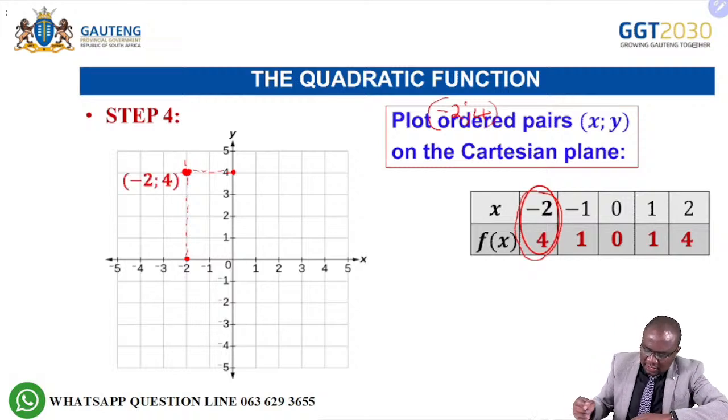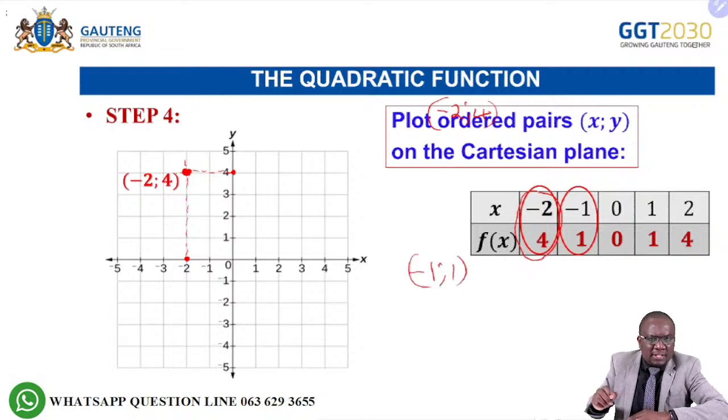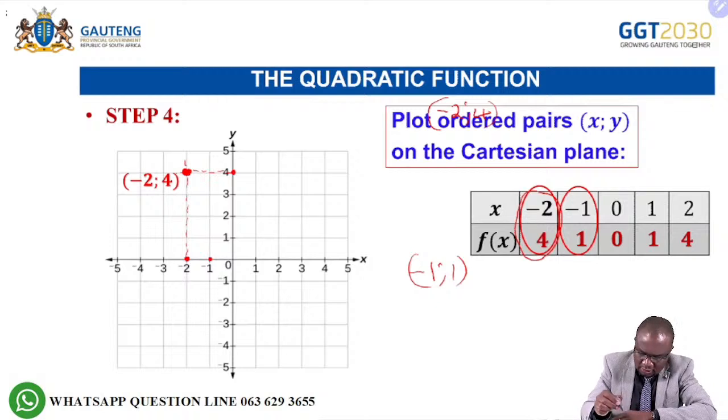Let's go to the next one. Is this one -1, 1? Let me write here. Okay. -1, 1. Try to plot your -1, 1. You go to -1. Where is -1? It's here. Where is 1? It's here. And then dotted lines. Where do they meet? Here. Okay? And then you put your dot there. That is -1, 1. Okay? And then we go to the next point.